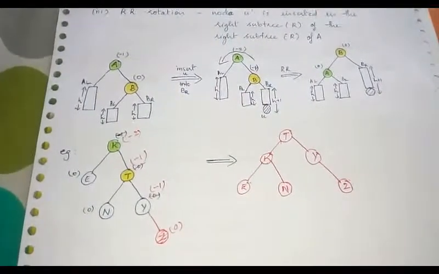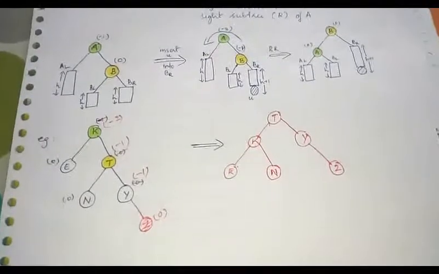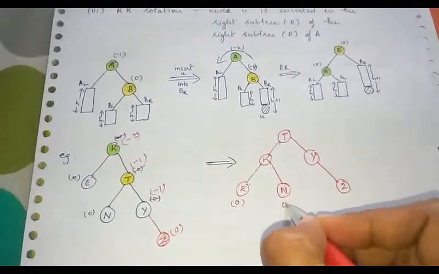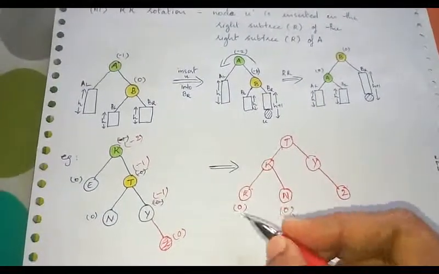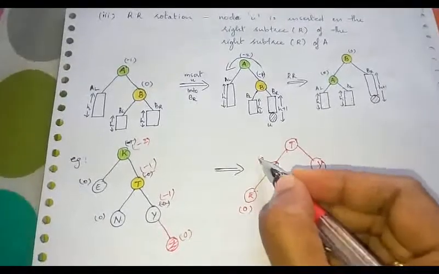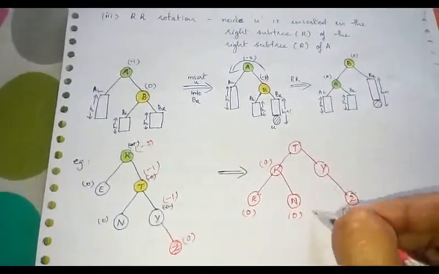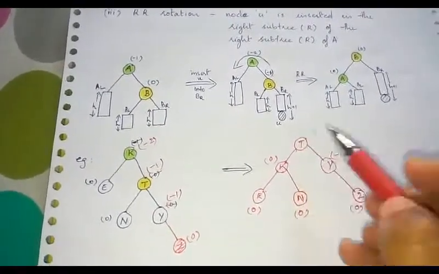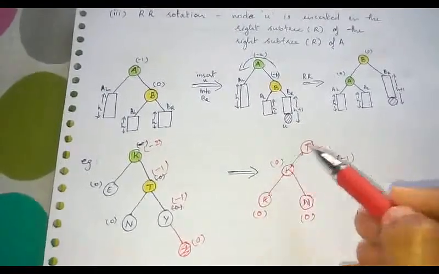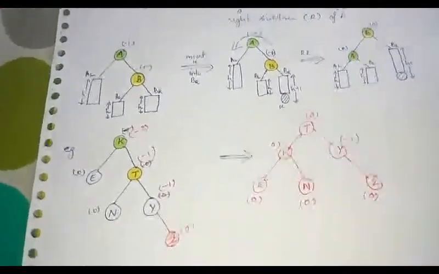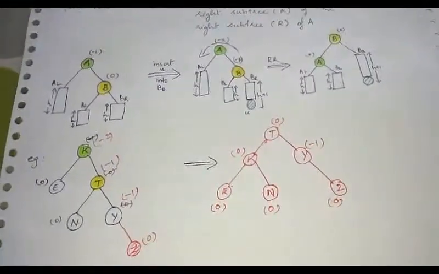Now we have to check the balancing factors of each node here also. The balancing factor of E is 0 since it does not have a left and right subtree. The same is the case for N and Z. Now the balancing factor of K is 1 minus 1, which is also 0. Now for Y it is 0 minus 1, that is -1. Now the balancing factor of T. Left side we have a height 1 plus 1, 2, and the right side also 1 plus 1, 2. That means the balancing factor of T is 0. Now it has become an AVL tree.